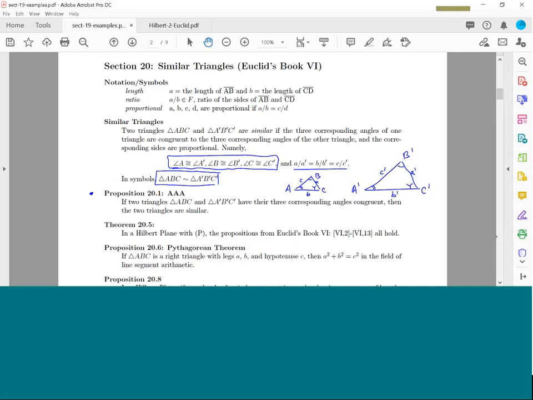Notice what this gives you, just like with the triangle congruence theorems where you only have to check half the information from the definition. Here, you only have to check what's going on with the angles. Automatically, this proposition tells you you'll get the ratios to be the same. Super, super, super important, used all the time with similar triangles.